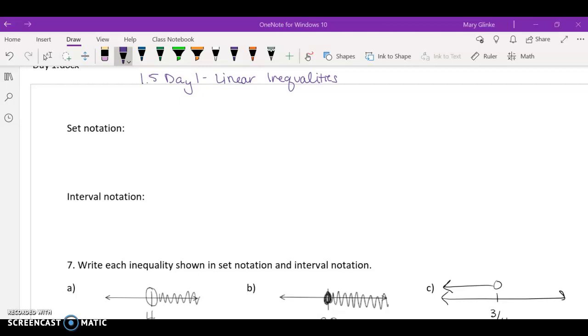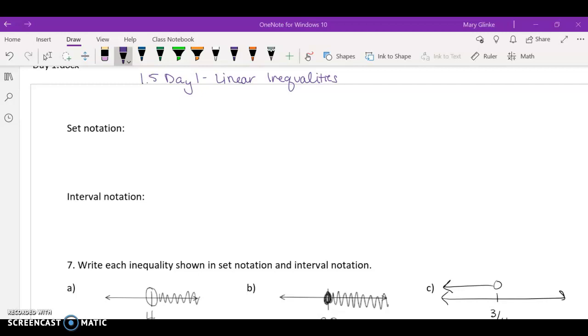Hello, today we're going to be talking about linear inequalities. So an inequality is going to be something where you're going to have an entire portion of your number line that satisfies your inequality. You're going to get lots of different answers versus an equation where you might get one or possibly two different answers.